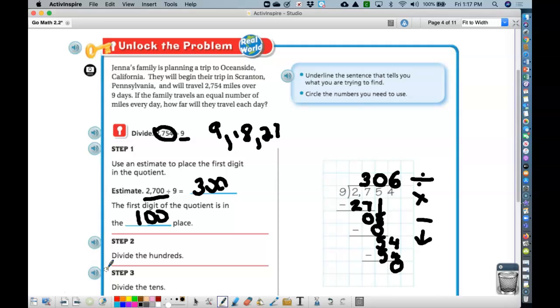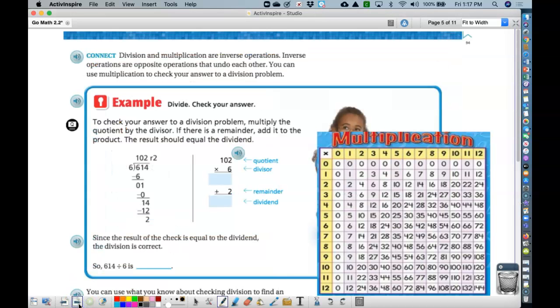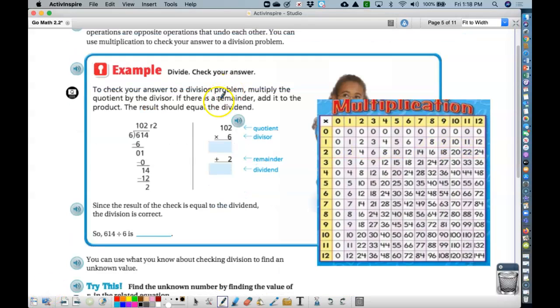Let's take a look at the next problem. In this problem, we're going to take a look at the inverse operation, or the opposite operation of division, to check our answer. So here, this person did 614 divided by 6. They did 1 times 6 is 6, and they subtract and got 0, brought down the 1. 6 went into 1 no times. So we put the 0 up there, subtract and got the 1, brought down the 4. And 2 times 6 is 12, subtract and got 2, with a remainder of 2.